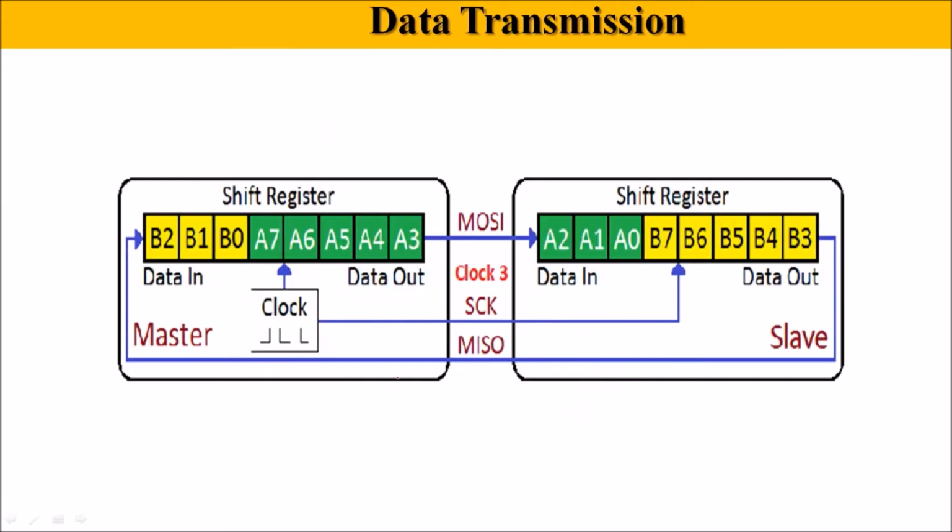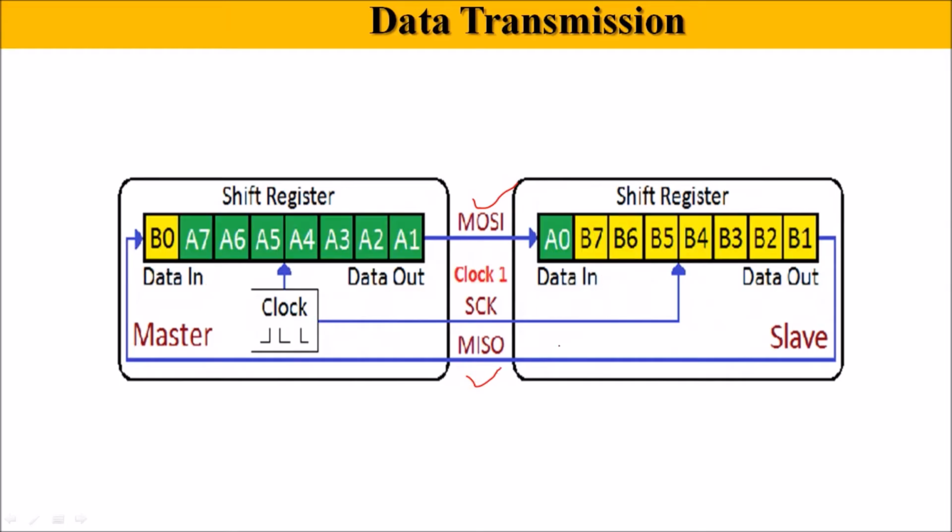Through this animation, you can check how the data is transmitted. The yellow color is used to show the data which is stored in the slave device, and green color is used to show the data of the master device. So at each clock cycle, one bit is transmitted from slave to master and from master to slave. And for this transmission, the MOSI and MISO lines are used.